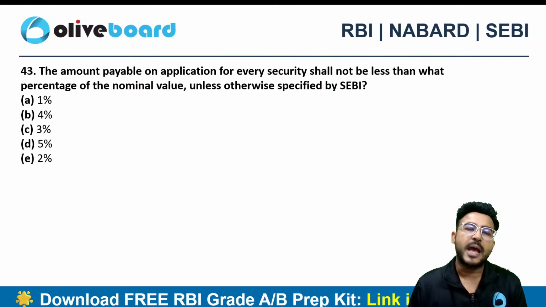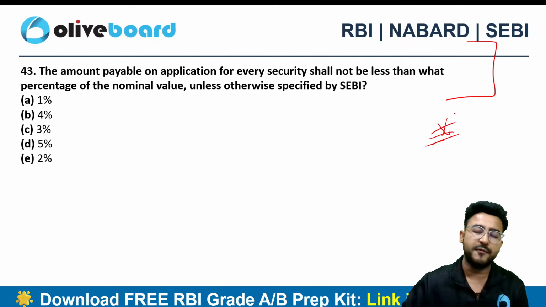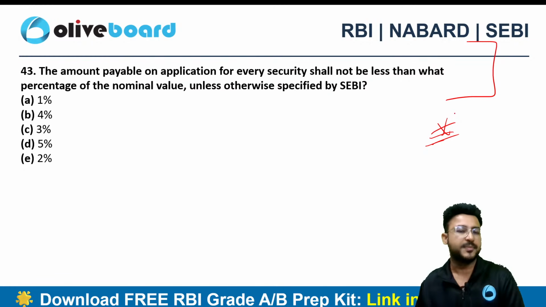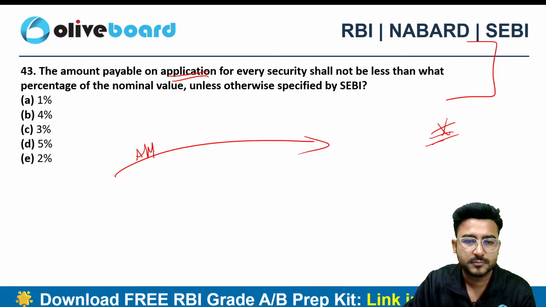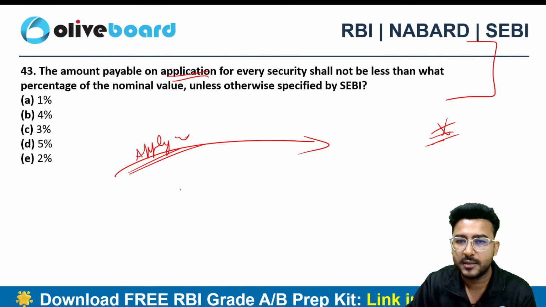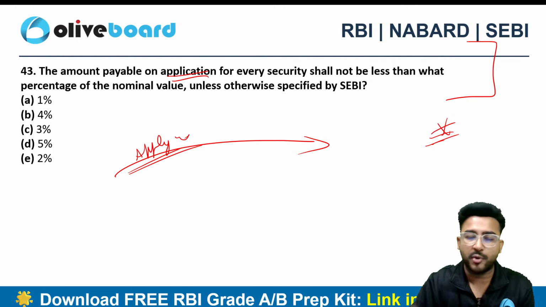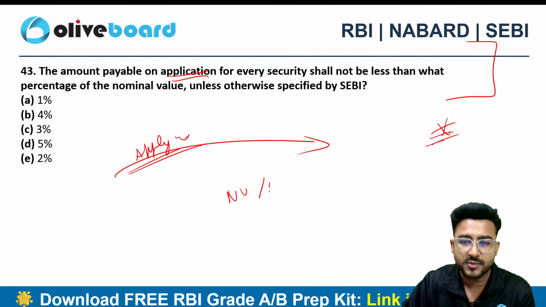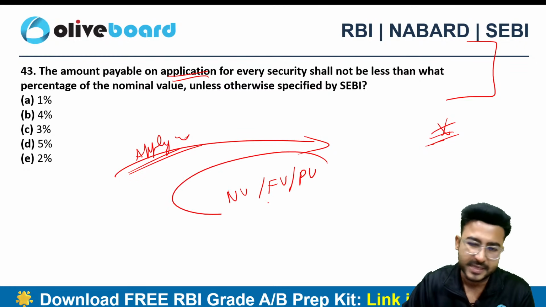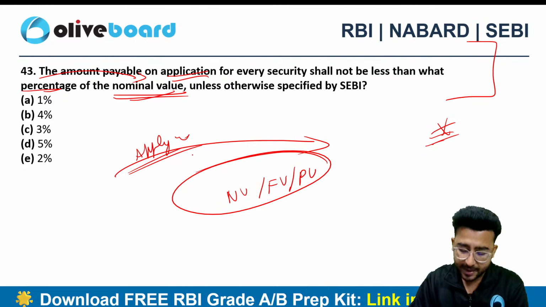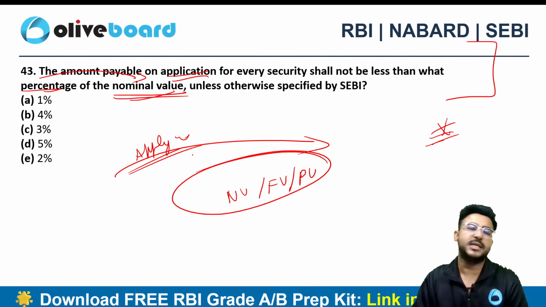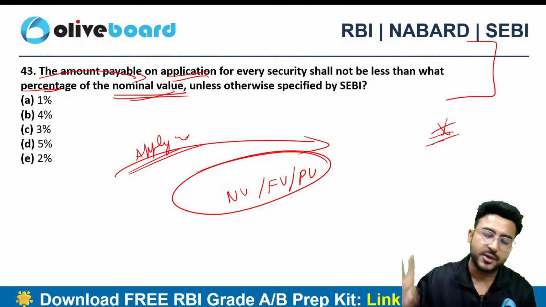The amount payable on application for every security. This is one of the most repeated questions in different examinations. I have seen this question. Let's suppose you are applying for a share. You need to pay a bare minimum amount of the nominal value, the face value, the par value, one and the same thing. What percentage of nominal value you need to pay at the time of application? 1%, 4%, 3%, 5% or 2%?